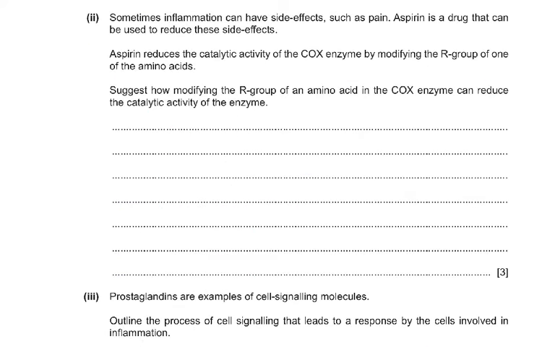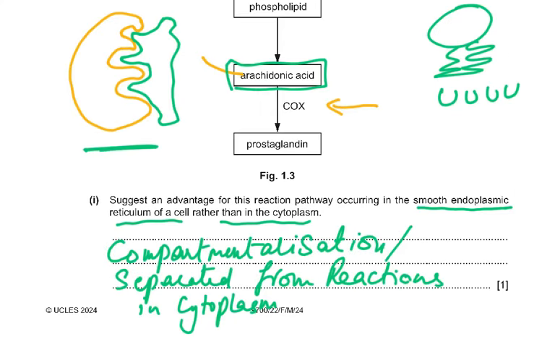Sometimes inflammation can have side effects such as pain. Aspirin is a drug that can be used to reduce these side effects. Aspirin reduces the catalytic activity of the COX enzyme. So it reduces the catalytic activity of this COX enzyme.